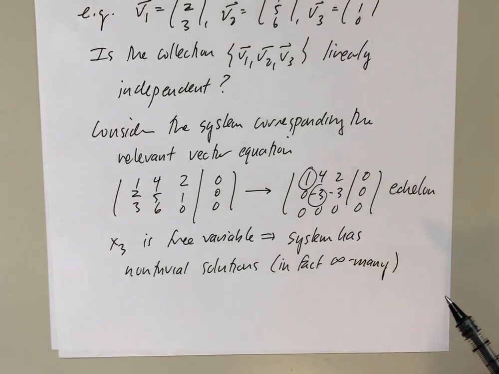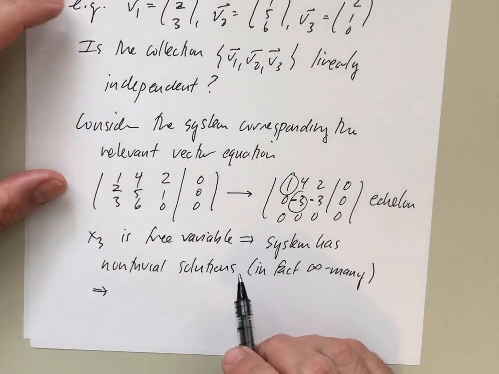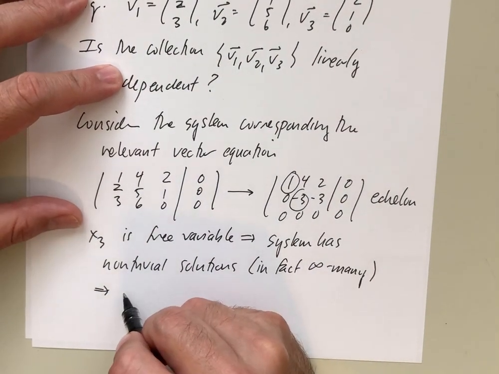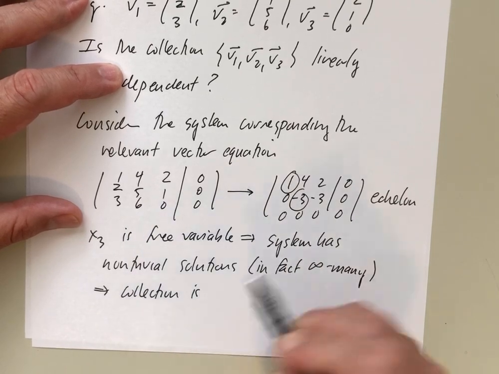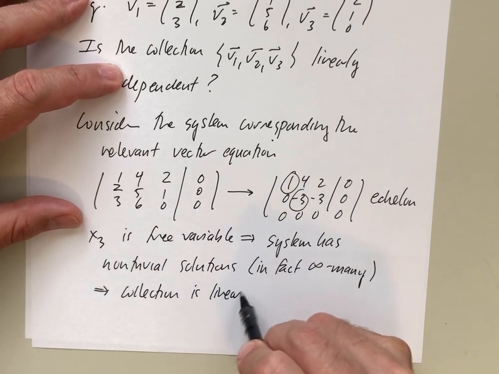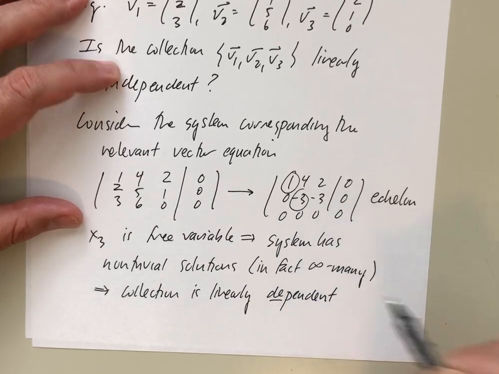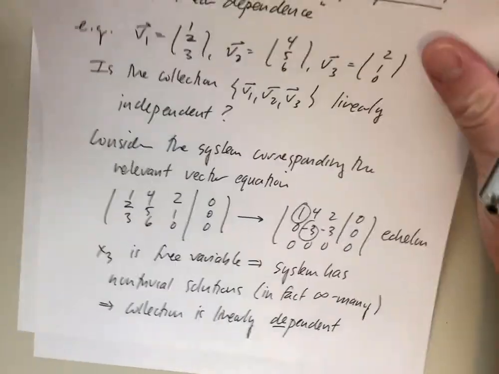And so the punchline of that is, remember the definition of linear independence means that the system has only the trivial solution. So this means that the collection is not linearly independent, so it's linearly dependent, because we had non-trivial solutions to the corresponding system there.